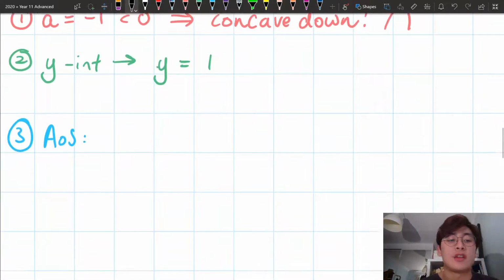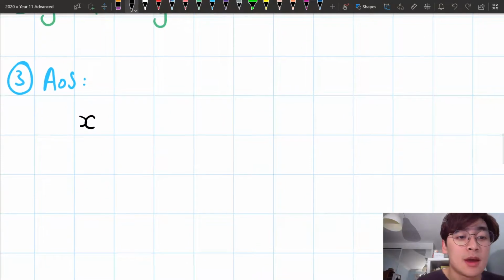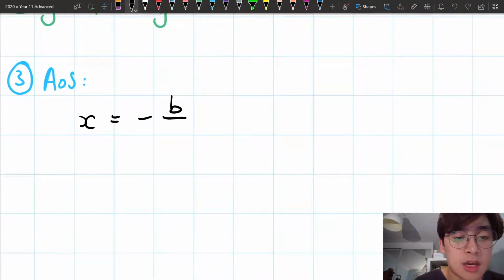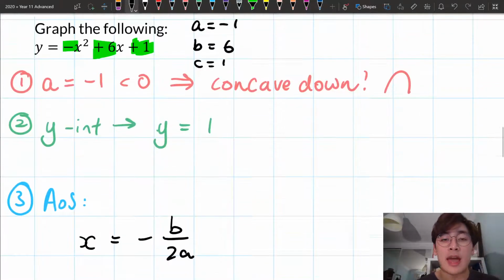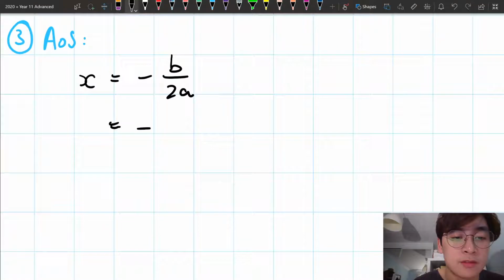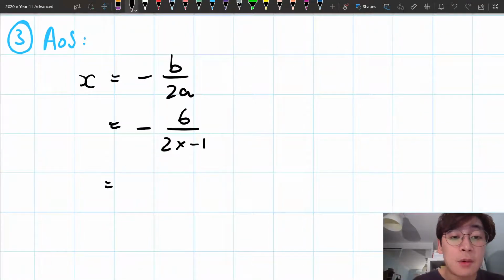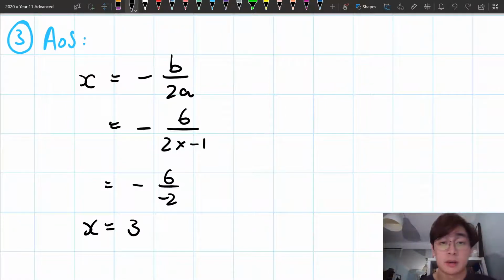So my axis of symmetry, let me find that. You remember the equation for my axis of symmetry is x is equal to negative b over 2a. And so I sub in my b and my a values. So I've got b is equal to 6, a is equal to minus 1. So I'm going to have negative 6 over 2 times minus 1. That will give me negative 6 over negative 2, which, when I simplify and evaluate it all together, the axis of symmetry is equal to 3.